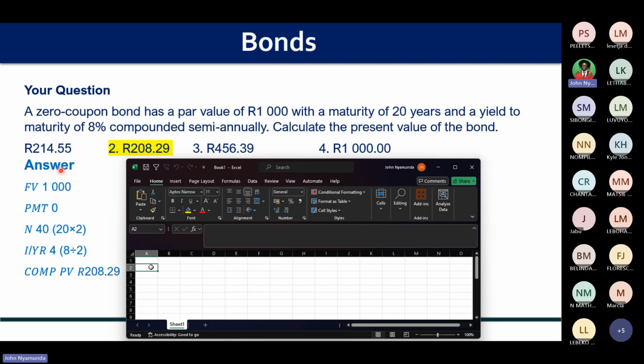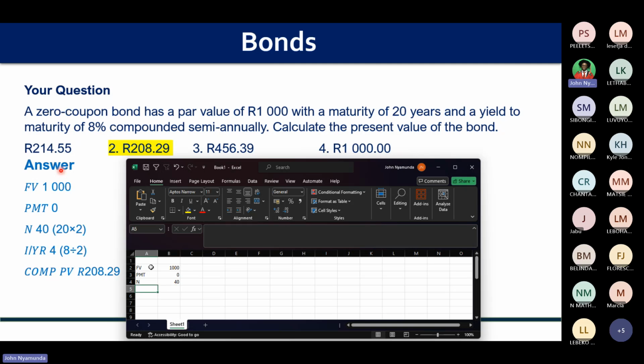Okay, so FV is equal to 1,000. PMT, ladies and gentlemen, PMT is equal to 0. N is equal to 40. Why 40? Because it's a semi-annual bond. A semi-annual bond pays twice in a year. So the periods it's going to pay for is not 20, it's 40.